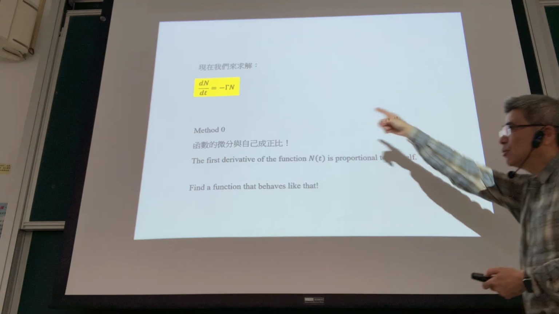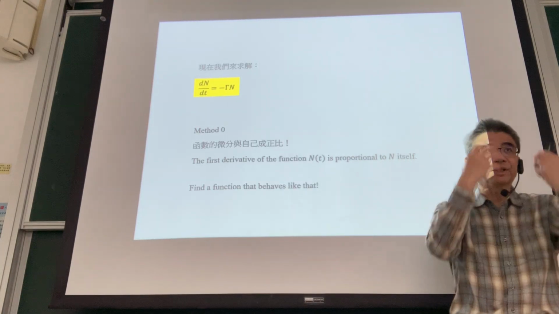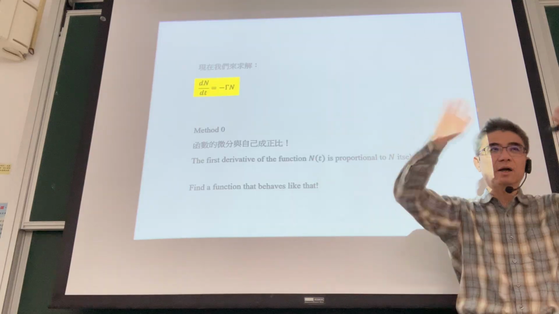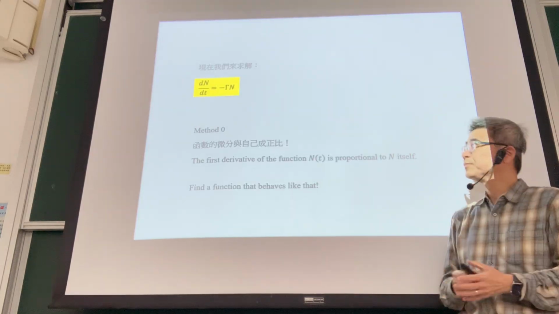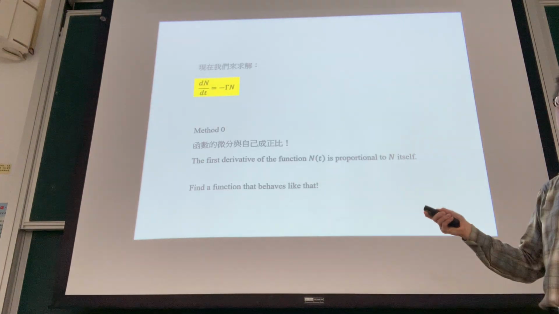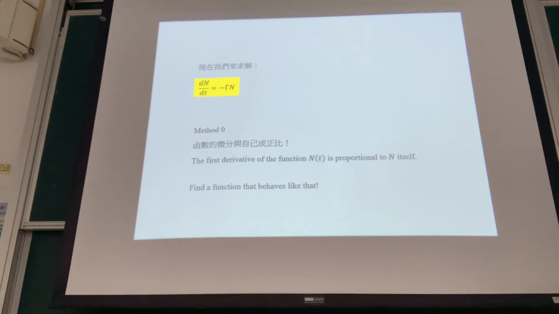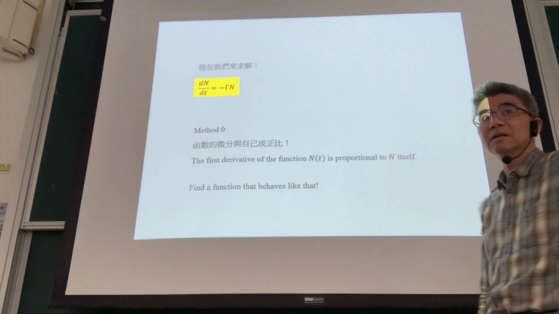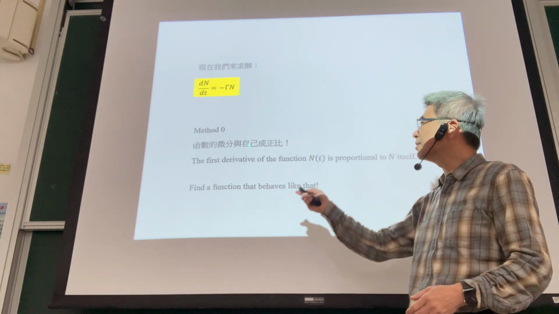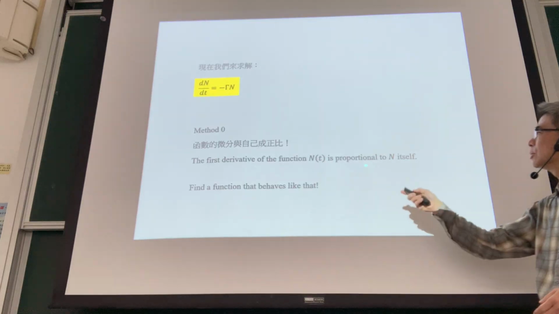Okay, method 0. Method 0 is intuitive. Not rigorous at all, so don't argue with me. It's intuition. Look at this equation: dn/dt equals minus gamma n. So read it with your mind. Simple. As I said several times, the first derivative of the function n(t) is proportional to itself.